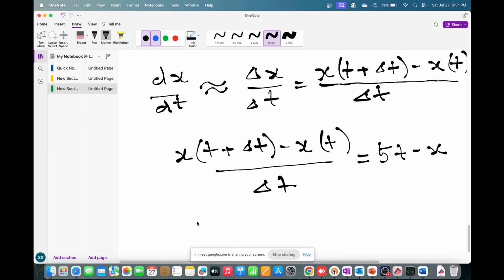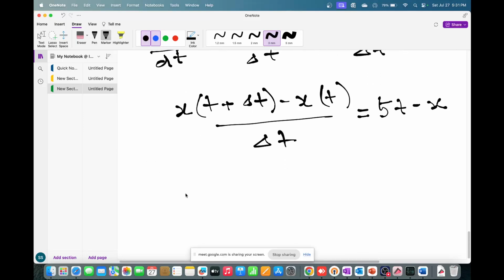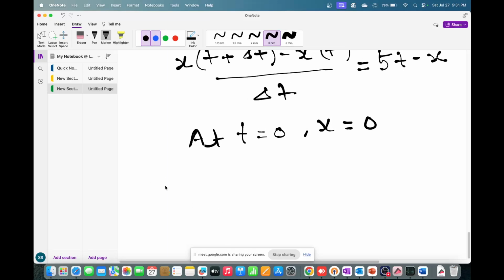Now let us assume your initial given condition is at t equal to 0, x equal to 0. Now you want to find different values of x across different values of t. So I will not do many calculations, but let's do some. So let's make a table here, t and x.